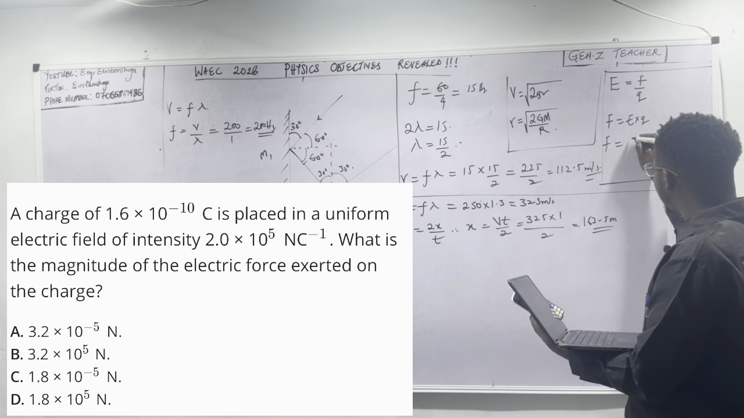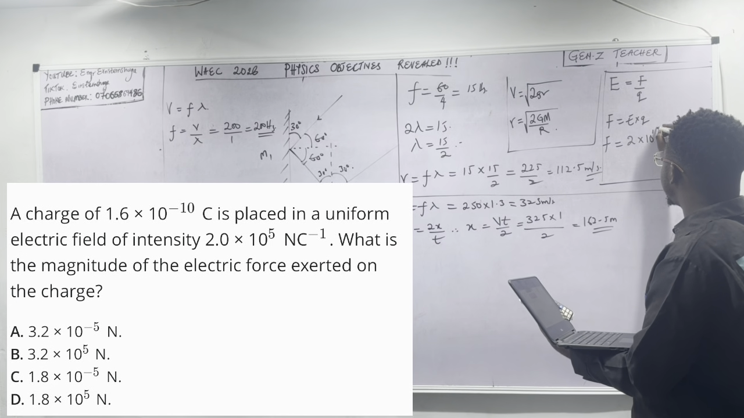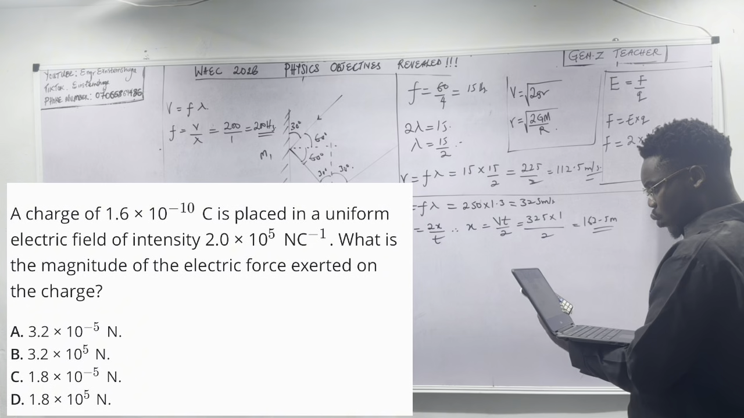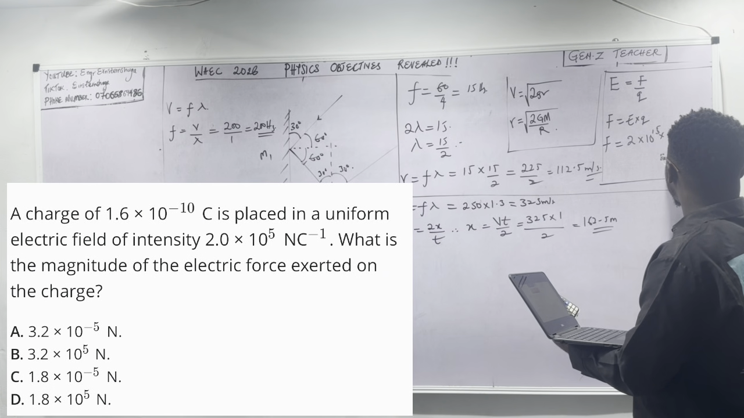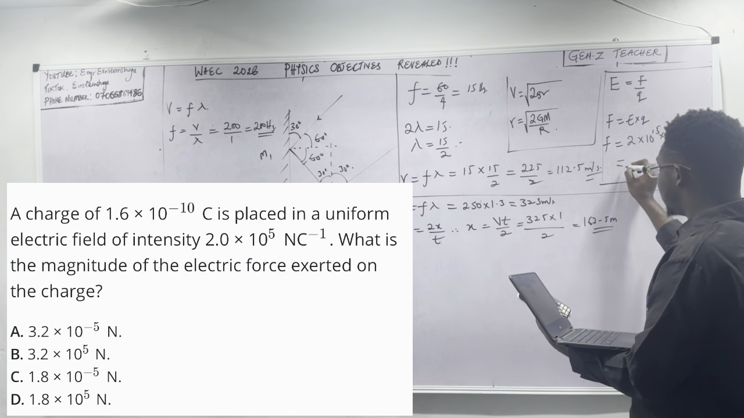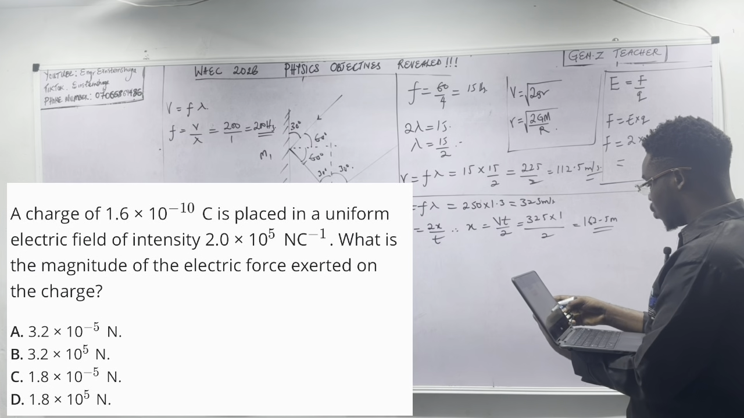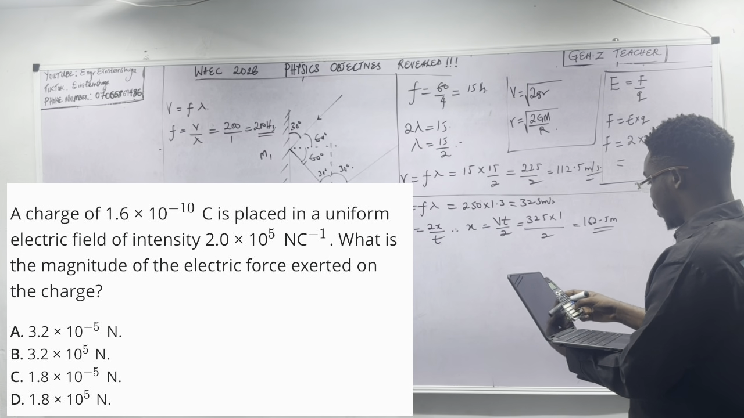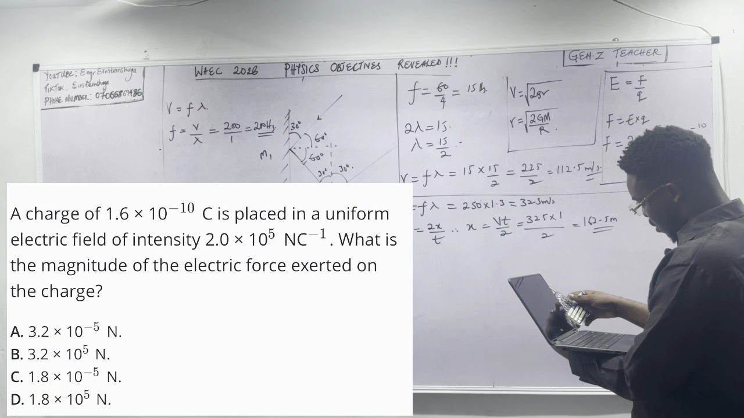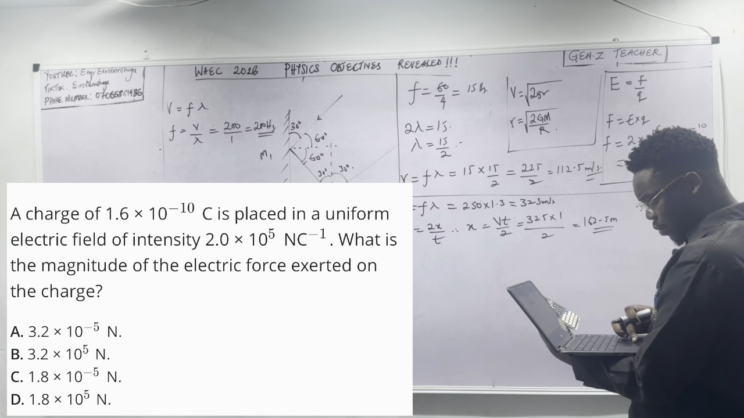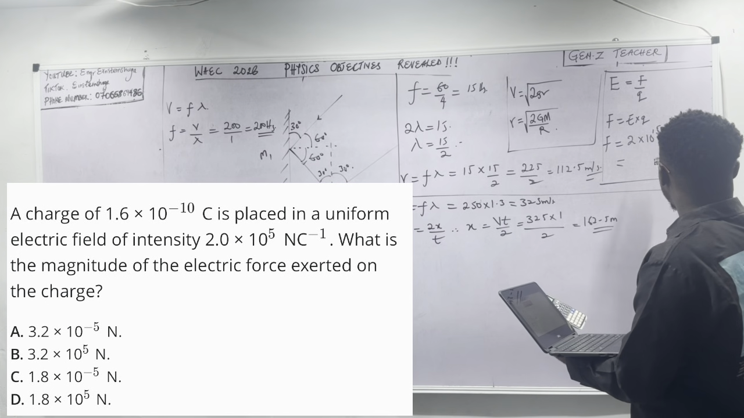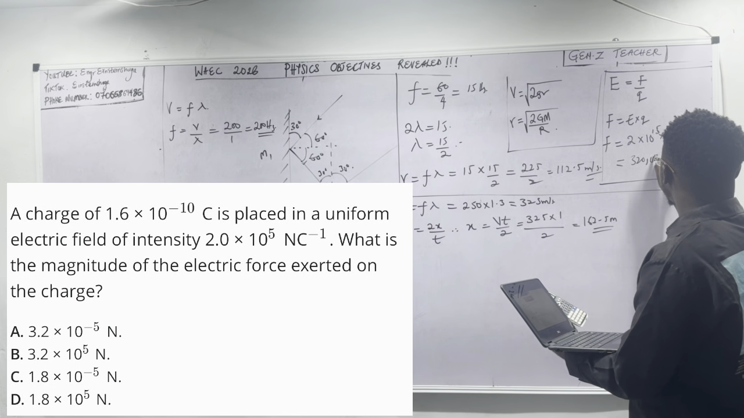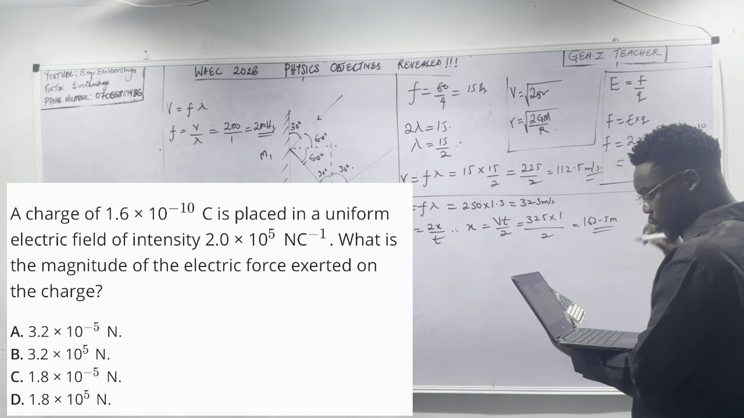The field was 2 times 10 to the power 15 and the charge was 1.6 times 10 to the power minus 10. So let's see what that will give us. 2 times 10 to the power 15 times 1.6 times 10 to the power of negative 10, and that should give us 320,000. Yeah, so that's the answer, 320,000, and that should be option B.